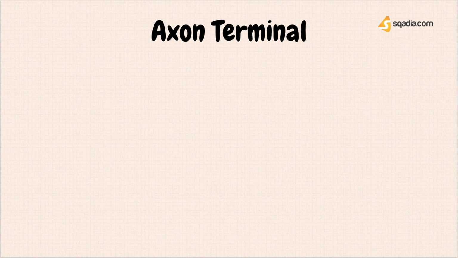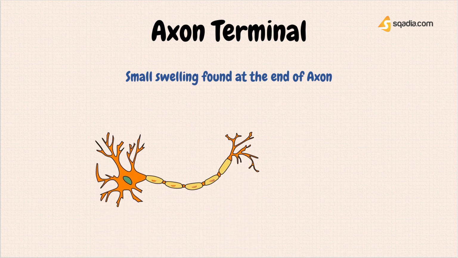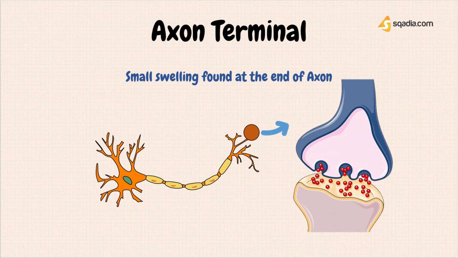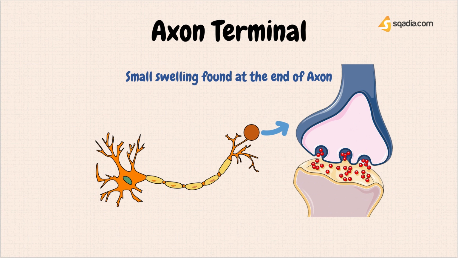Axon terminals are the small swellings or knobs which are present at the end, or terminal side, of the axon. To make it more clear, you can see here a visual of a neuron. At the end of the neuron, the axon terminal is present, and if we go much deeper, right here, we can see the whole structure of the neuromuscular junction, where synapses occur.